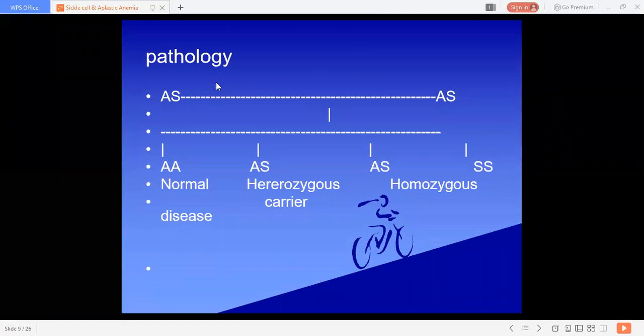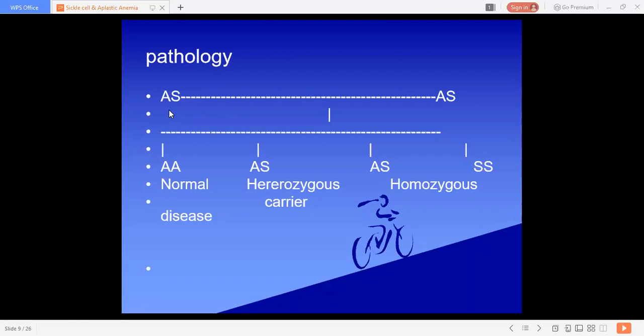Now the pathology. As we discussed yesterday, when both parents have the AS genotype, there are four possibilities. The first possibility is the normal AA genotype. Two possibilities are the formation of the heterozygous trait. AS, they are the heterozygous carriers. We call them the sickle cell trait.